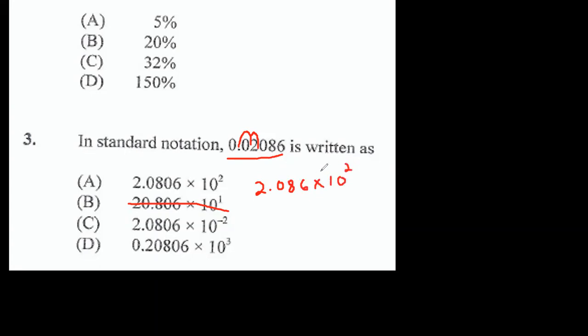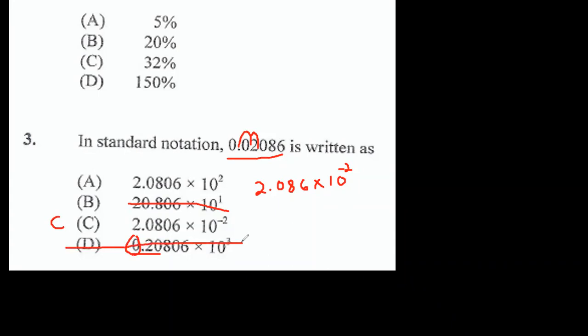Okay, now then, since we moved it, it's not going to remain like this, right? Since we moved it to the right, it's not going to be 2, it's going to be -2. So 2.086 by 10 to the power of -2. The answer is going to be C. And if you look carefully, D is also wrong, because for scientific notation you cannot have 0 here. Right? You cannot have 0.